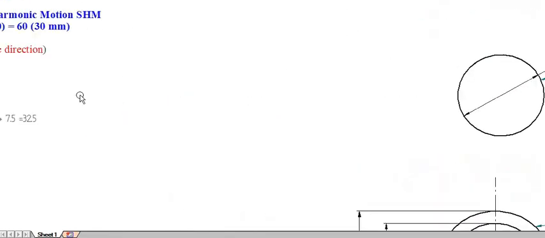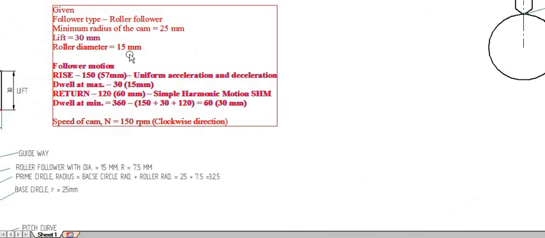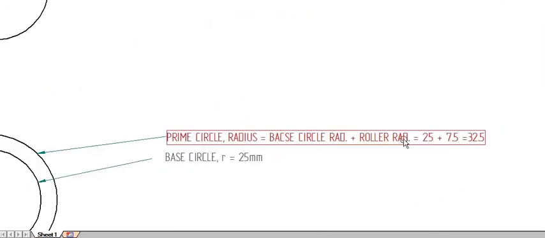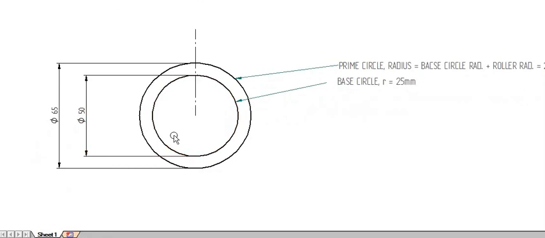What is roller radius? Here in the question, the roller diameter is given as 15 mm. So the roller radius will be 7.5. So base circle radius 25 plus 7.5 will be 32.5. So I have drawn a base circle and a prime circle with diameter 65, that means radius 32.5. Then we have to draw a vertical line from the center in the upward direction. That will be the line of action of the follower.